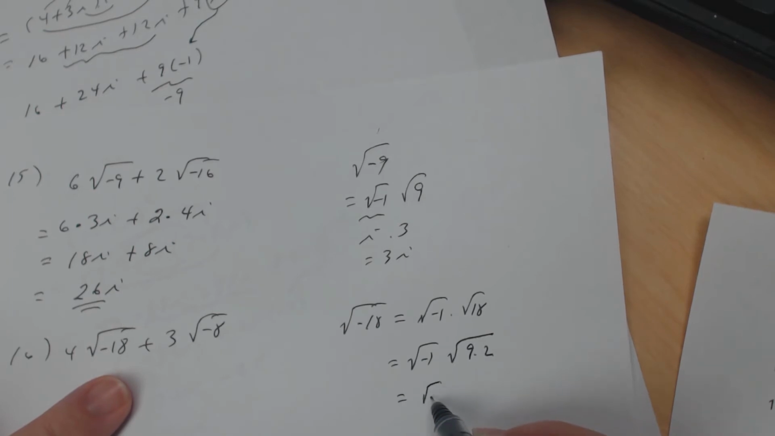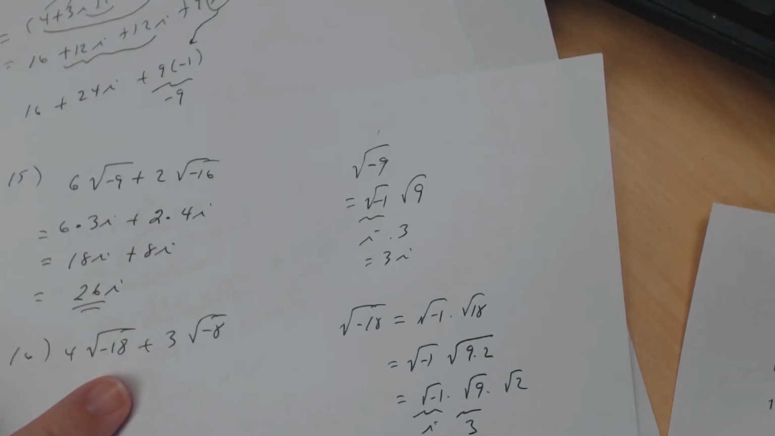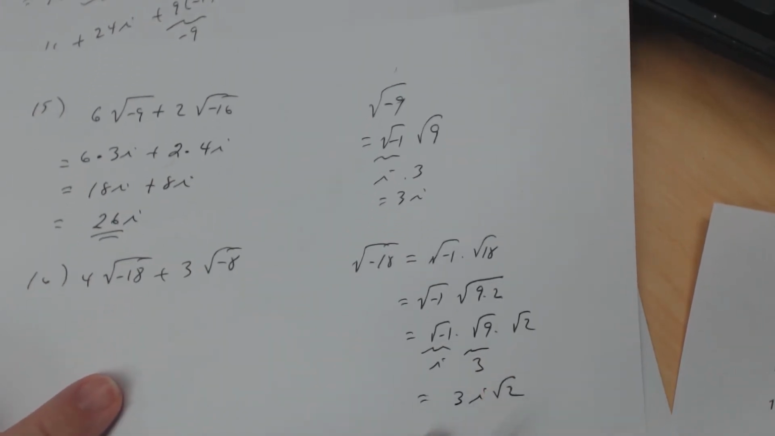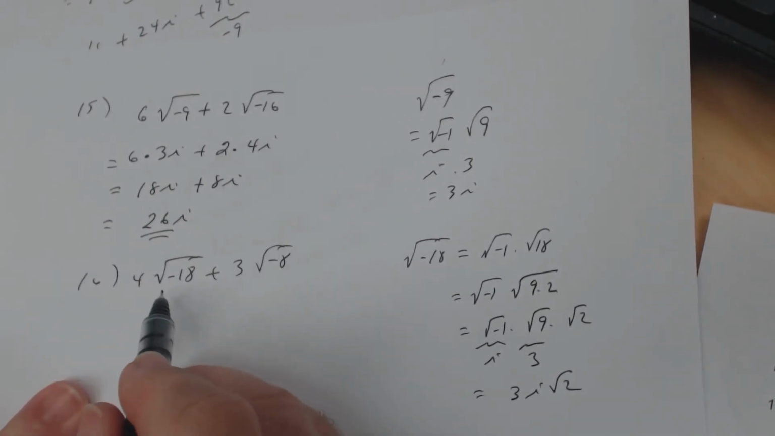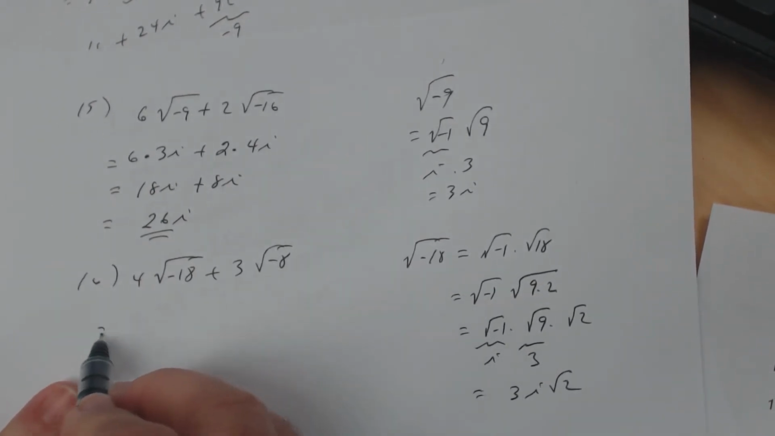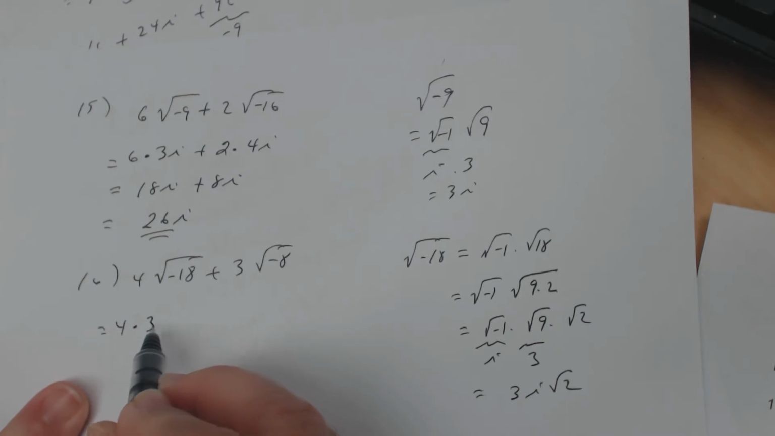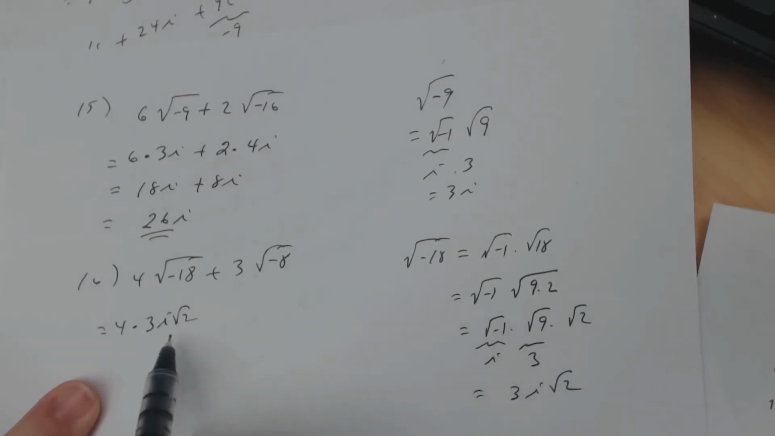And then this becomes square root of negative 1 times the square root of 9 times the square root of 2. And the square root of negative 1 is I, the square root of 9 is 3, and you're just left with the square root of 2. But notice that we put the I between the 3 and the square root. So this becomes 3i square root of 2. So that's what the square root of negative 18 is. So this becomes 4 times 3i square root of 2.